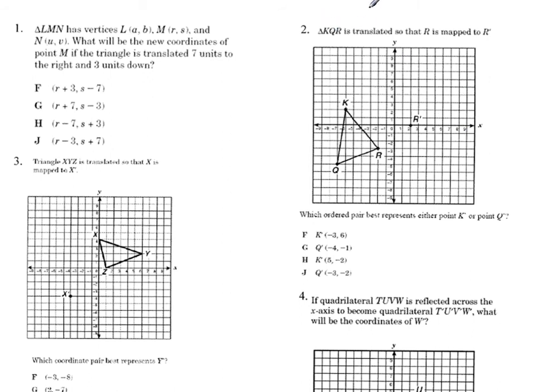Okay, number 2, it says that KQR is translated so that R is mapped onto R prime. Which ordered pair best represents either K prime or Q prime? Well, first we have to figure out how R became R prime. So R was originally at -2, -3, and then it came up here to 2, 0.